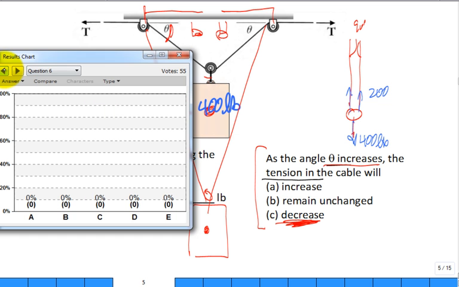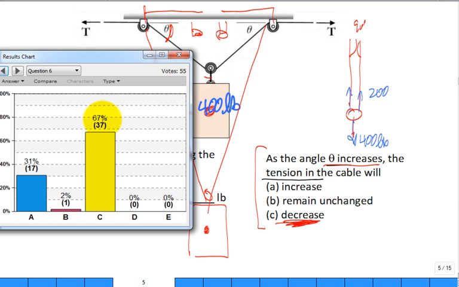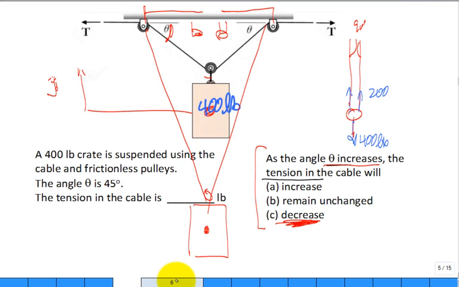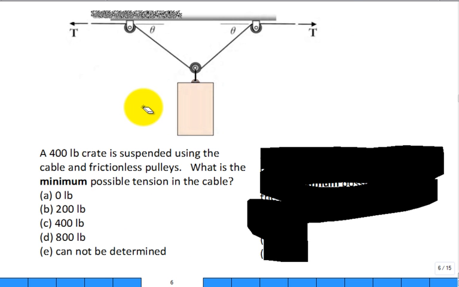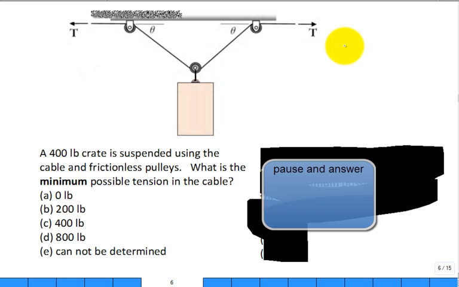Let's take a look at how we were before. So we were 2/3 correct as a class, and we moved it to 90% correct as a class. All right. Should I grade this other one? It was a fair question. Let's grade it. Move on. We haven't left this problem yet, have we? You ready for another question? Multiple choice. If the 400-pound crate is suspended using the cable and frictionless pulleys, what is the minimum possible tension in the cable? 0, 200, 400, 800. It cannot be determined.